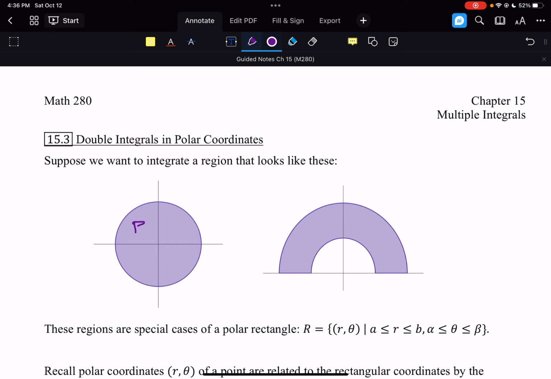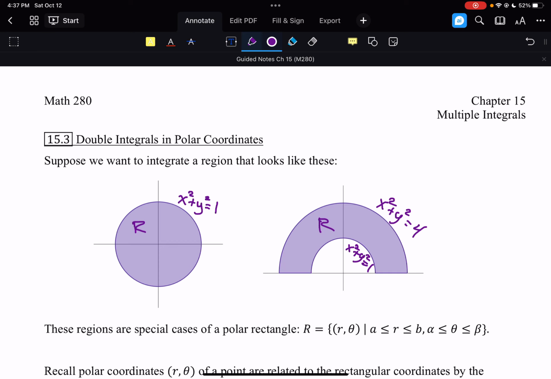So this would be like our region R. This would be the circular disk, right, with the outer edge, x squared plus y squared equals 1, this outer circle here. Or we could have something like this region R, where this time the inner circle is x squared plus y squared equals 1, but then the outer circle is x squared plus y squared equals 4, something like that.